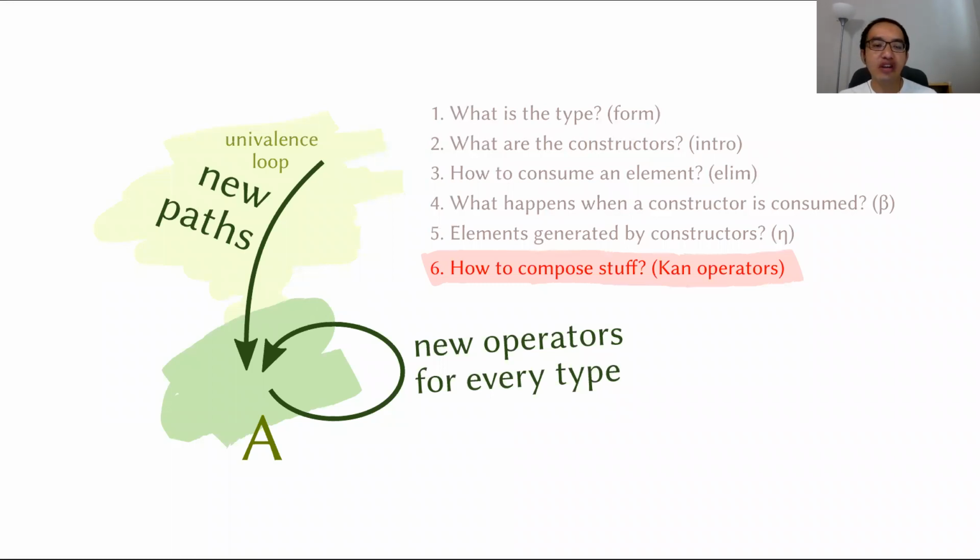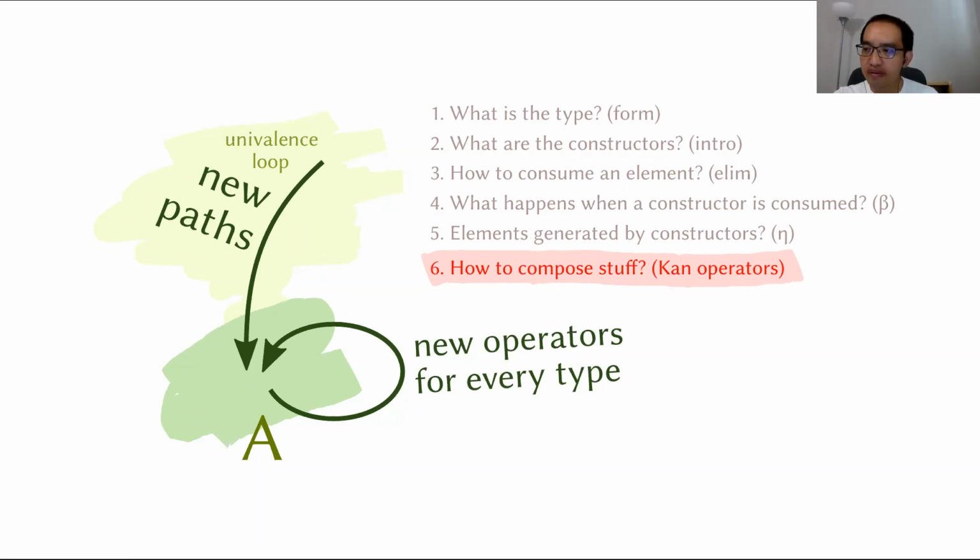We have a new thing to make sure that we have enough paths in A. For example, the concatenation of two paths or reversal of the paths. So the sixth thing is basically why you need the coercion and the composition and other things. Okay, and together we call them Kan operators, named after the mathematician Daniel Kan. Okay, so that's why we need this.